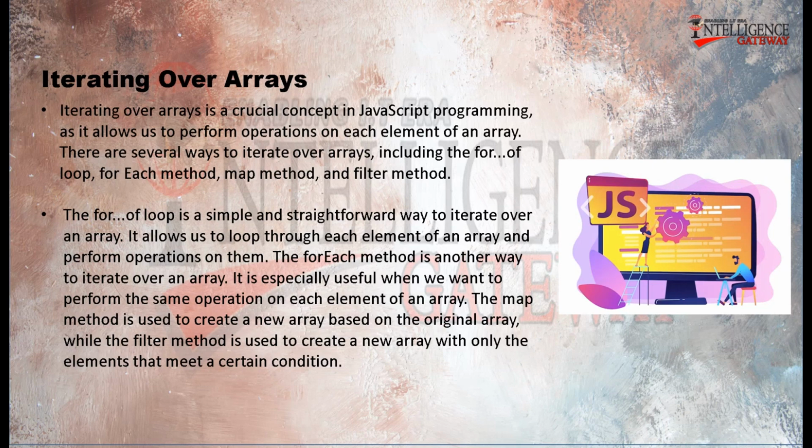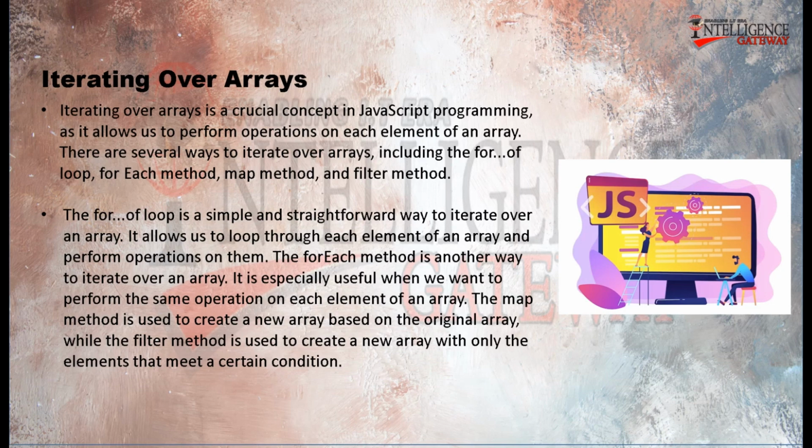Iterating over arrays. Iterating over arrays is a crucial concept in JavaScript programming, as it allows us to perform operations on each element of an array. There are several ways to iterate over arrays, including the for...of loop, forEach method, map method, and filter method. The for...of loop is a simple and straightforward way to iterate over an array. It allows us to loop through each element of an array and perform operations on them.